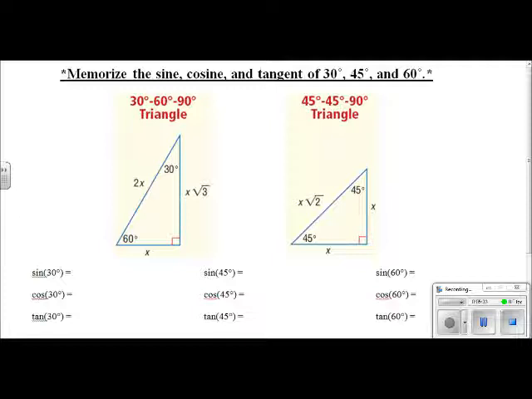angles are probably used the most by carpenters, architects, anyone trying to build anything. They always use 60 degrees, 30 degrees, or 45 degrees. So they get to know these values very, very well.